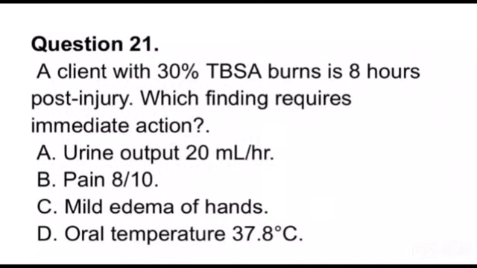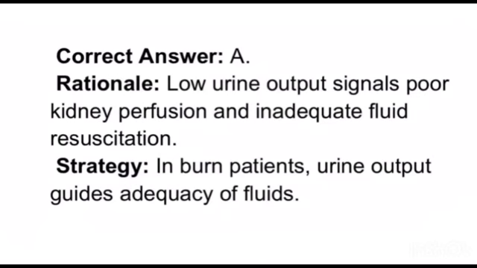Question 21. A client with 30% TBSA burns is 8 hours post-injury. Which finding requires immediate action? A. Urine output 20 milliliters per hour. B. Pain 8 out of 10. C. Mild edema of hands. D. Oral temperature 37.8 degrees Celsius. The correct answer is A. Low urine output signals poor kidney perfusion and inadequate fluid resuscitation. Strategy. In burn patients, urine output guides adequacy of fluids.